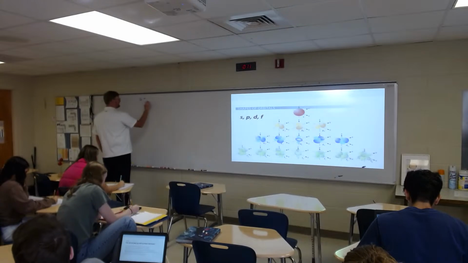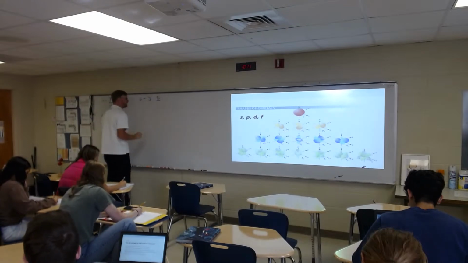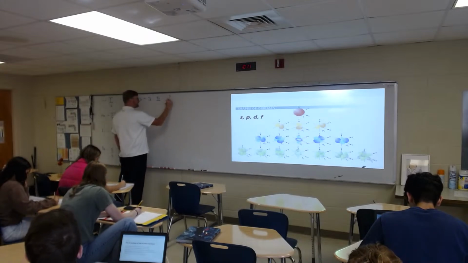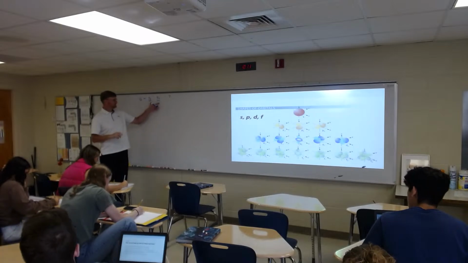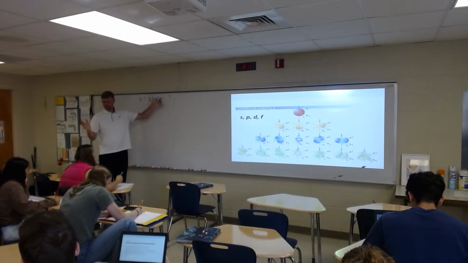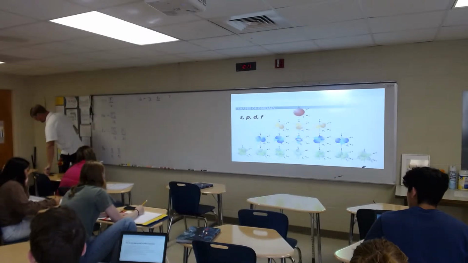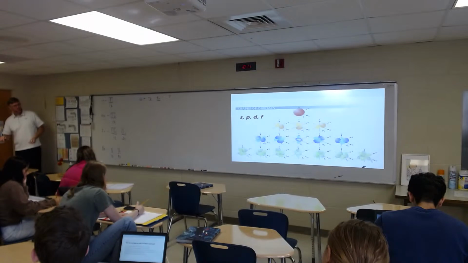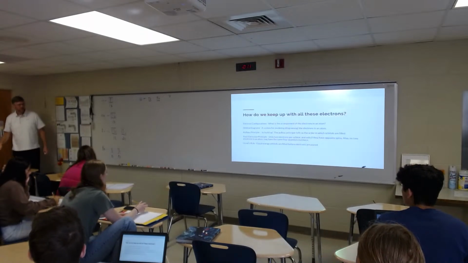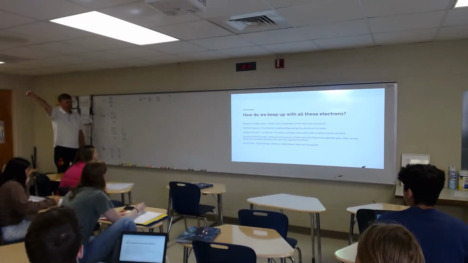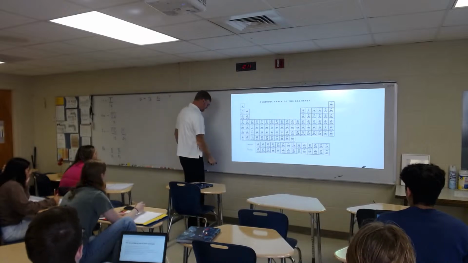It's got 5, right? 1, 2, 3, 4. The 5th one's got to go somewhere else, right? Because the exclusion principle says that one's full, so we have to go to the next one. So what's the next one? Well, this is where it gets a little complicated. So, there we go. Look at your periodic table.